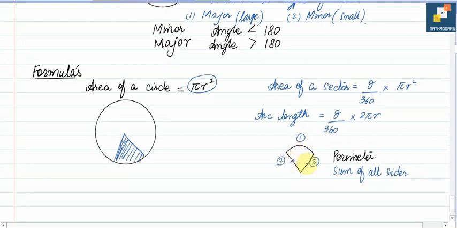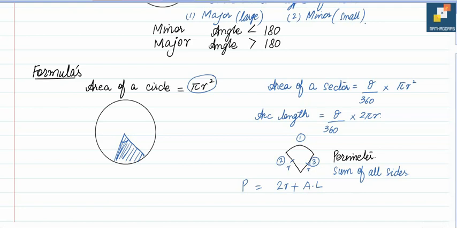So this length and this length, they are always equal, and they are the radius. So r plus r, it's 2r, plus 1 arc length. So the perimeter of a sector is 2r plus arc length, right? Okay. So that is the theoretical part of the sector, the working formula: what is a sector, what does it look like, and what are the working formulas to find the area and perimeter of the sector.